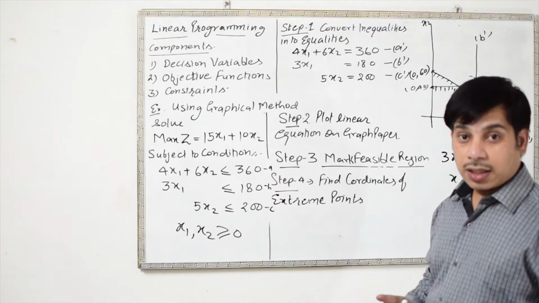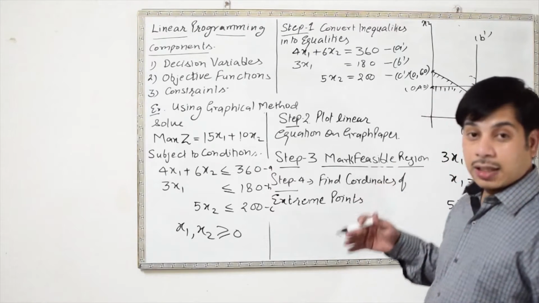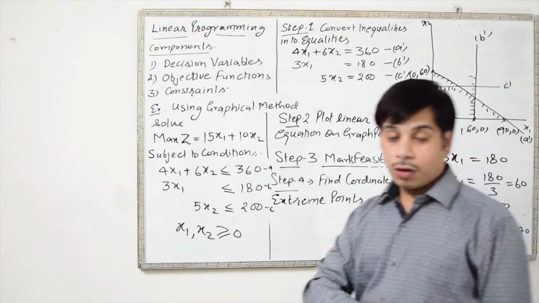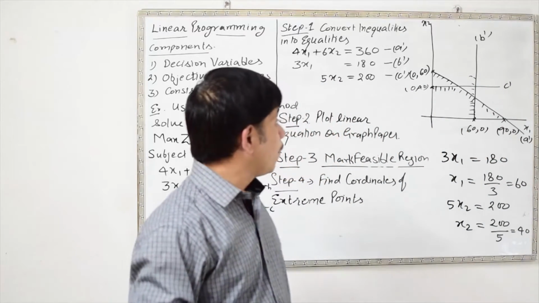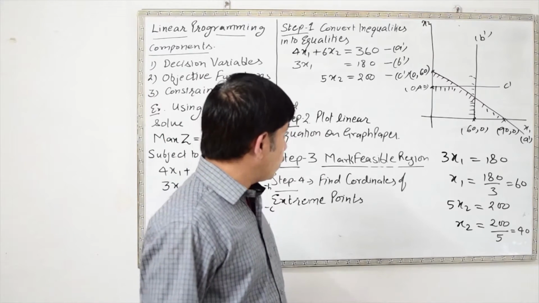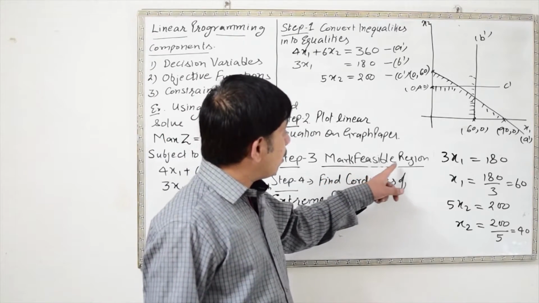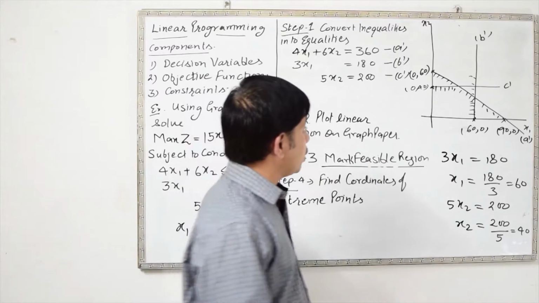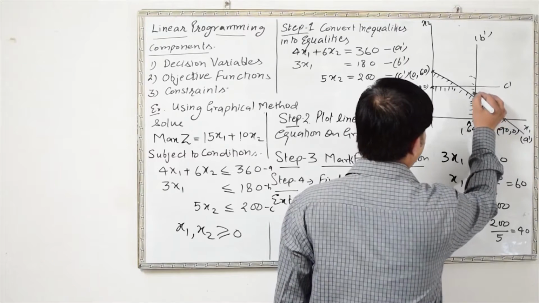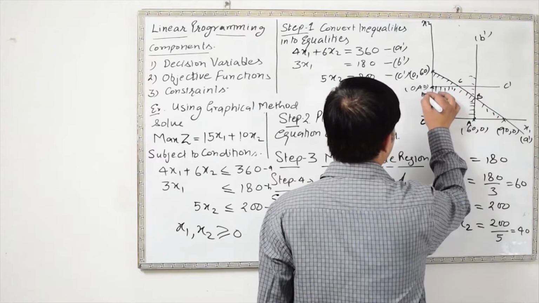In our next lecture, we will discuss in detail how we can mark the feasible region, whether it is the left hand side of the line or the right hand side of the line. So this we will discuss in our next lecture. Now, I am going to mark the boundaries of my feasible region. This is O, A, B, C and D.